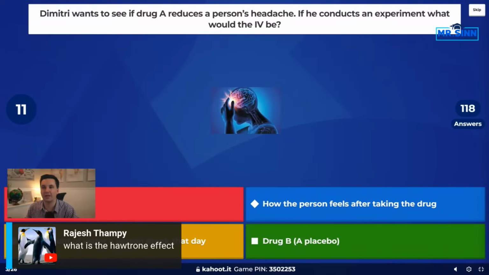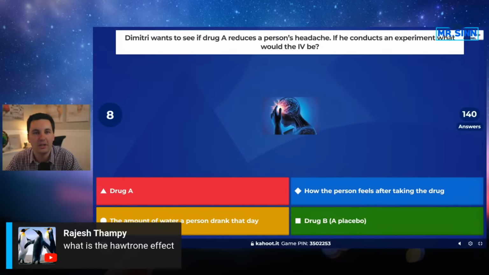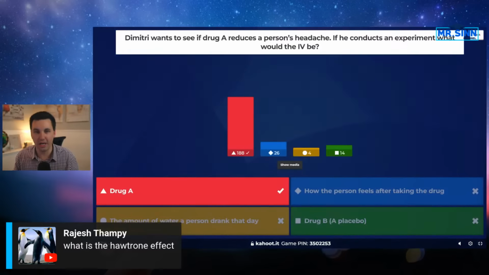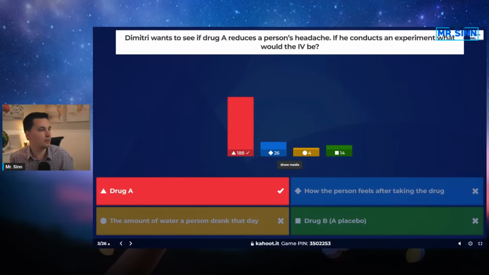So as people are answering this, the Hawthorne effect is when participants become aware that they're being observed. And because they're aware of it, they're actually going to change their behaviors. They realize that someone's observing them, monitoring something, so they act differently. So that would be the Hawthorne effect. All right. Perfect. The majority of people got this one.